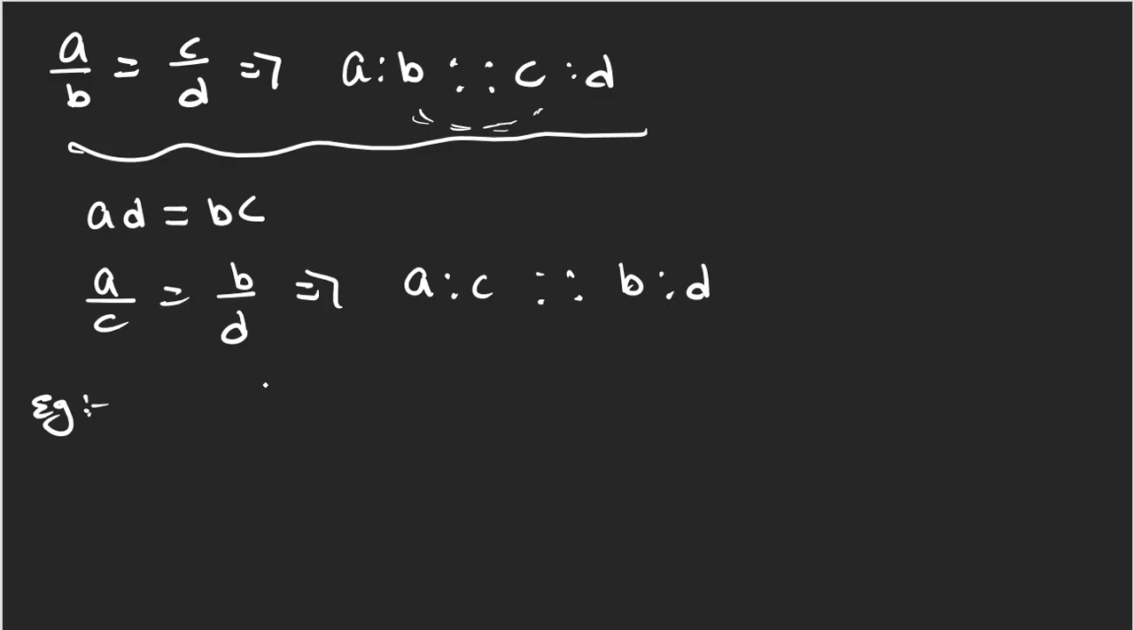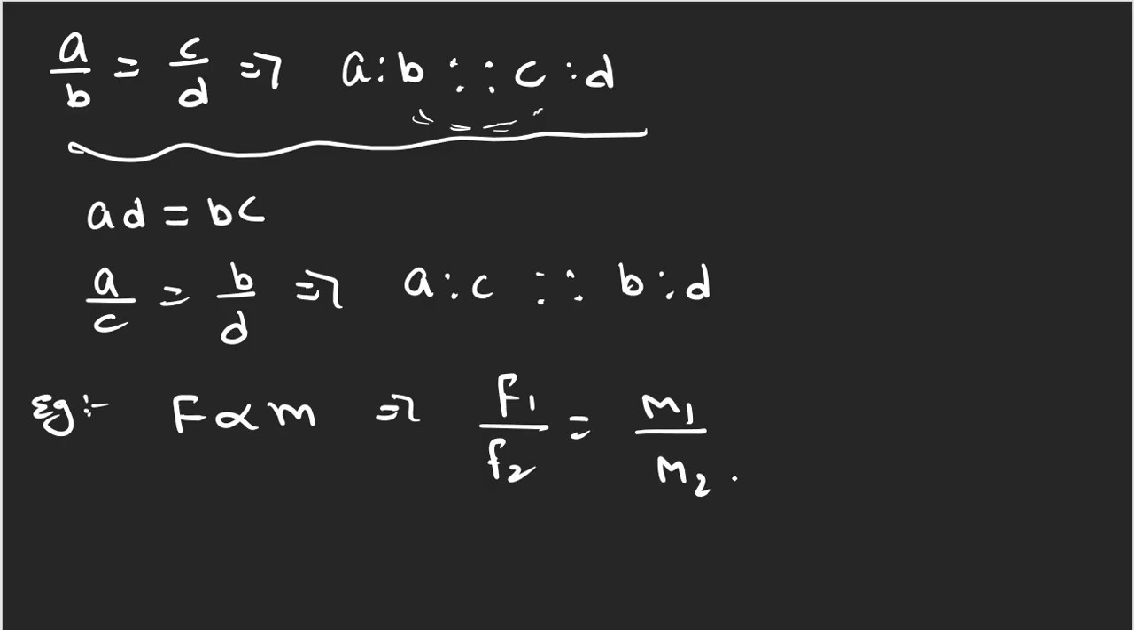You all have studied in class 9th that force is directly proportional to m. What does it mean? It means that F1 by F2 is equal to m1 by m2. This is called directly proportional. When one quantity is directly proportional to another quantity, then if you take the ratio of the first quantity at any two instants and the ratio of the other quantity at the same two instants, you are going to get the same ratio. So f1 by f2 is equal to m1 by m2. This is called directly proportional.